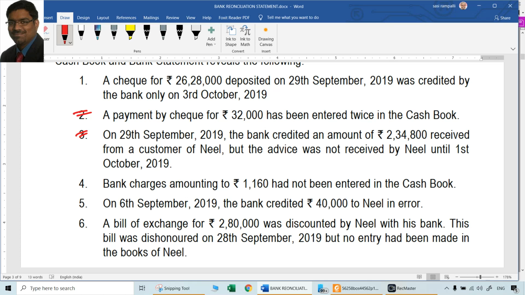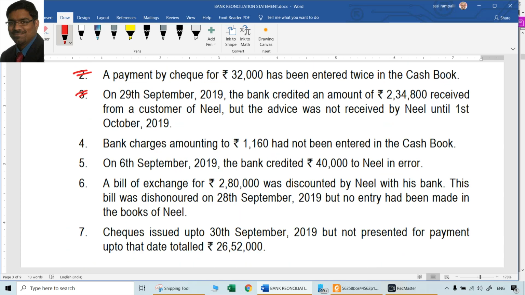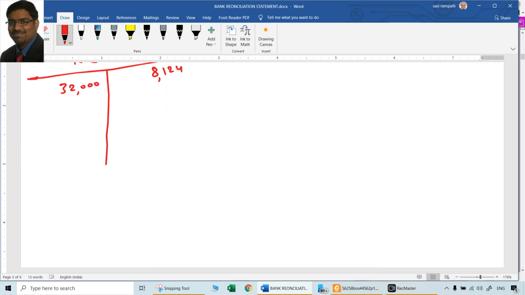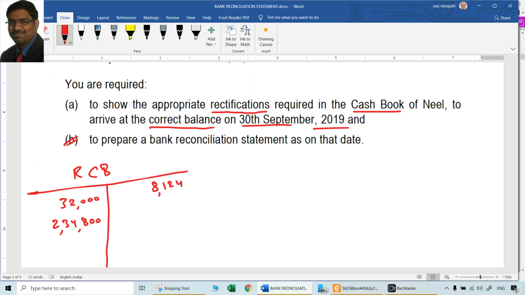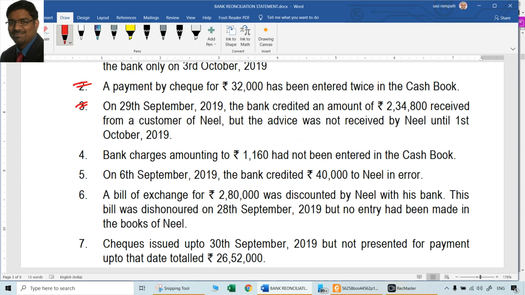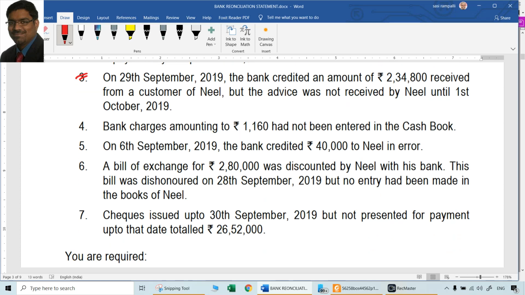So what has to be done here? 2,34,800 rupees we had received actually, which we did not record so far. Now we have to record it. 2,34,800 to be debited. It's a late intimation. That's okay. Earlier we did not know. Now we know. So now let us record it in the cash book, because it is a deposit that should be debited in our cash book. 2,34,800. Done.